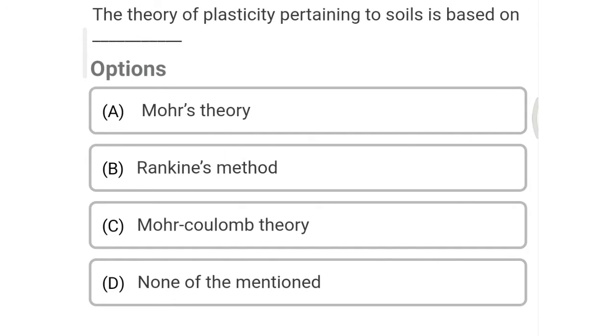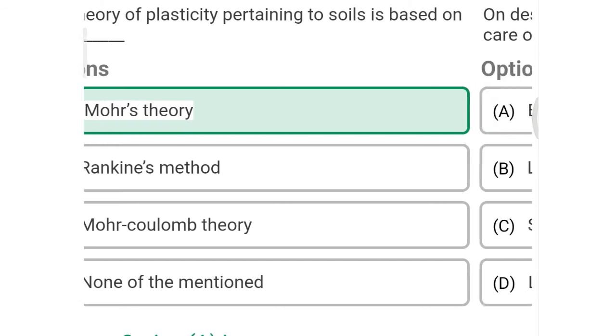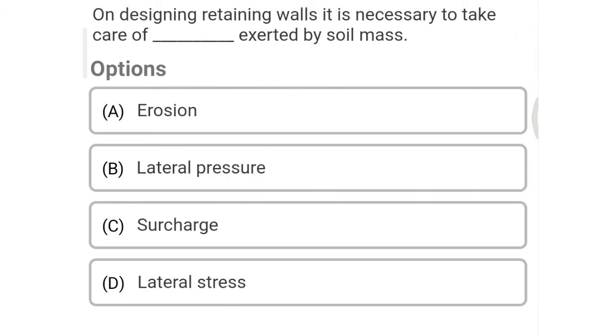So next question, the theory of plasticity pertaining to soil is based on option A Mohr theory, option B Rankine theory, option C Mohr-Coulomb theory, option D none of the mentioned. So the correct answer is option A Mohr theory. So next question, on designing retaining walls, it is necessary to take care of dash exerted by the soil mass. Option A erosion, option B lateral pressure, option C surcharge, option D lateral stress. So the correct answer is option B lateral pressure.